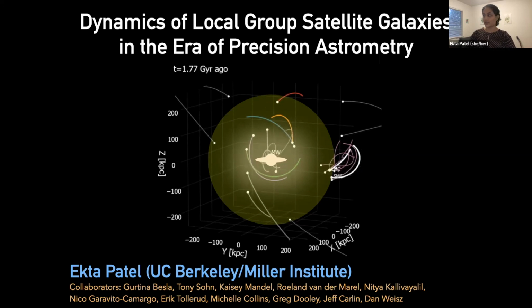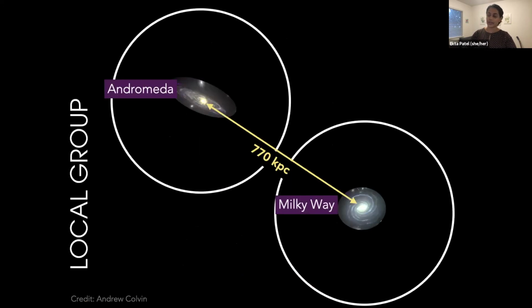So for those of you who don't think about the local group quite often, I just want to give a brief tour since this will be the laboratory which most of my talk is based on. So we have our Milky Way galaxy and our nearby massive spiral galaxy friend Andromeda that are separated by about 770 kiloparsecs. And I've sort of crudely drawn on the extents of the dark matter halos of the two galaxies in these white circles.